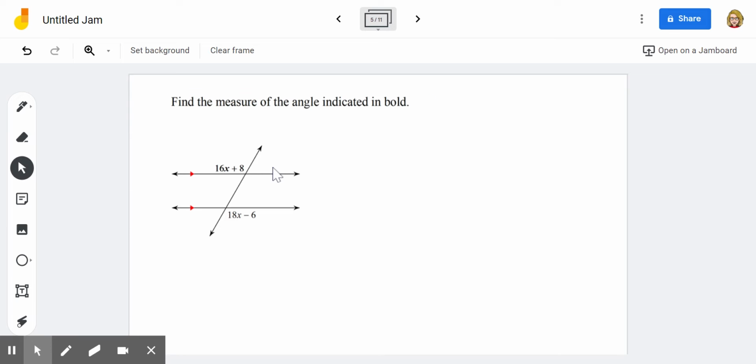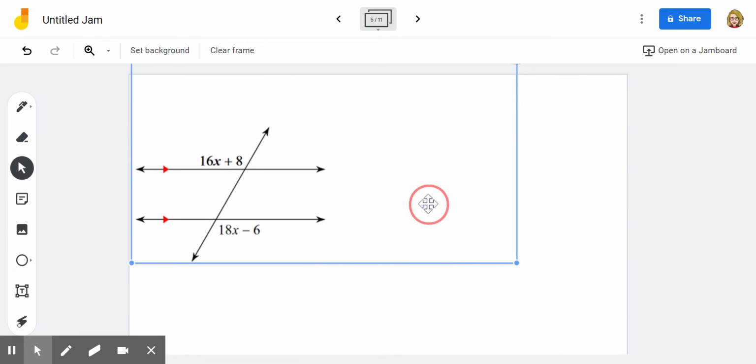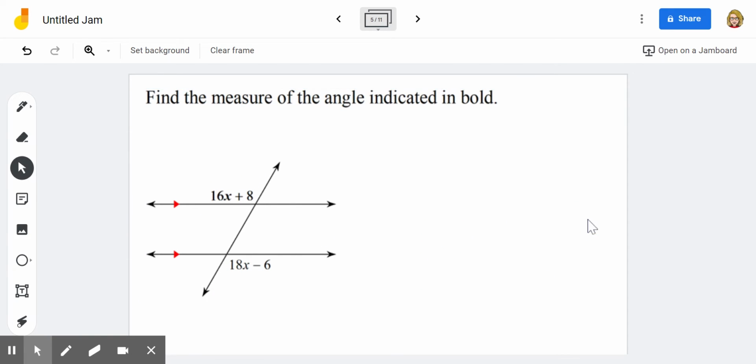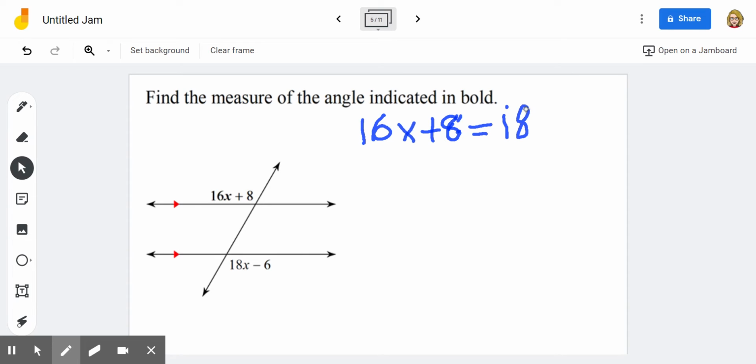Okay, so in this example, it says find the measure of the angle in bold. The angle in bold, if you can tell, is a little bit darker. But before we can figure out this angle, we have to solve for x. Since we know that the angles have the same measurement, I can set them equal to each other. So 16x plus 8 is equal to 18x minus 6.